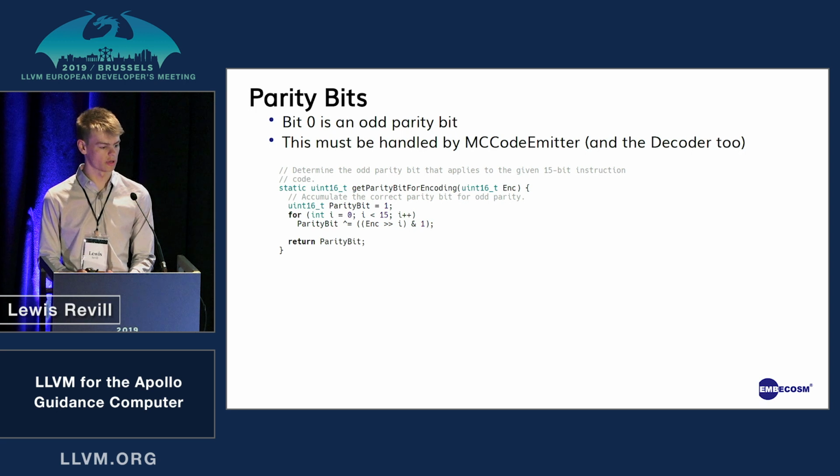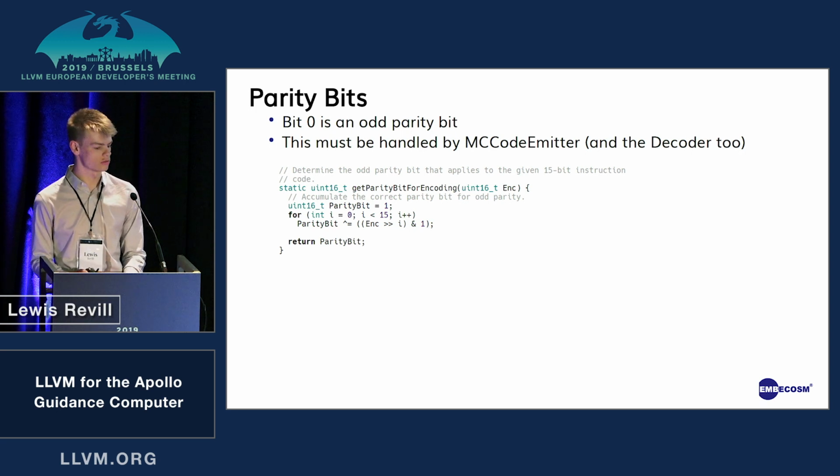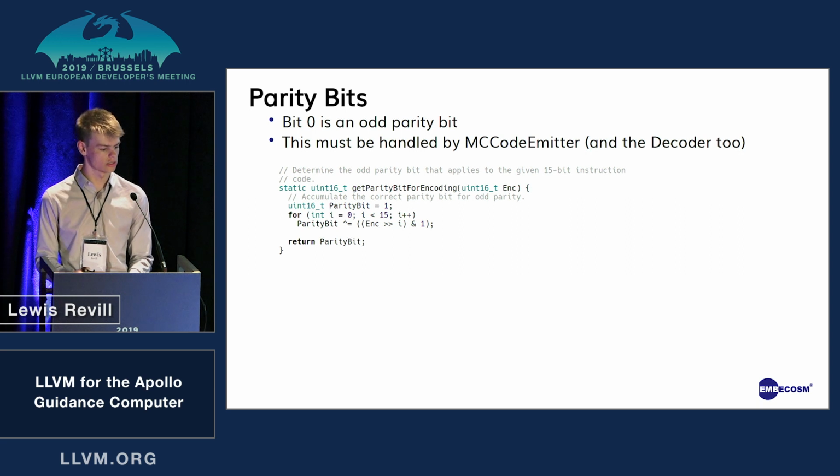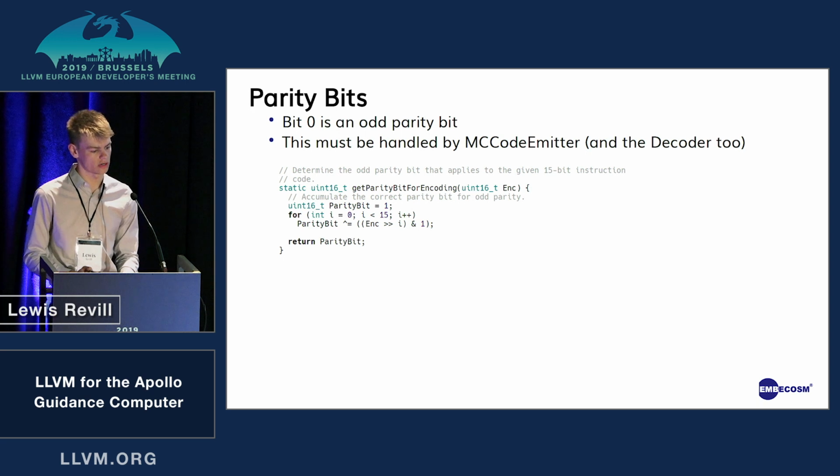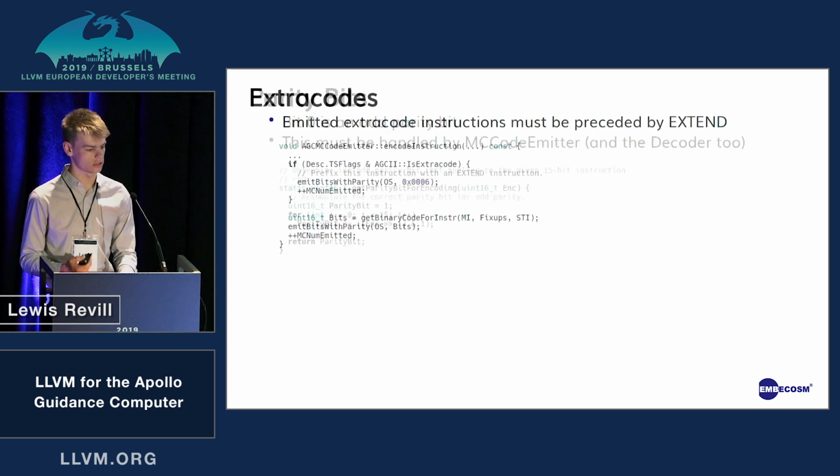A quick bit about parity bits. To accumulate the odd parity bit, I just accumulated what the current parity is with the next incoming bit and applied this in the MC code emitter. The decoder basically masks off this parity bit before decoding an instruction.